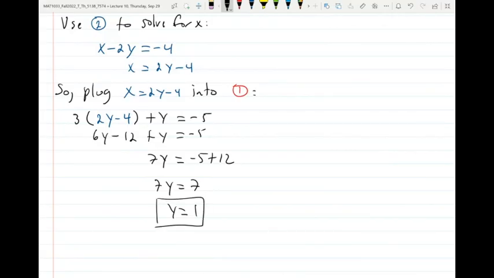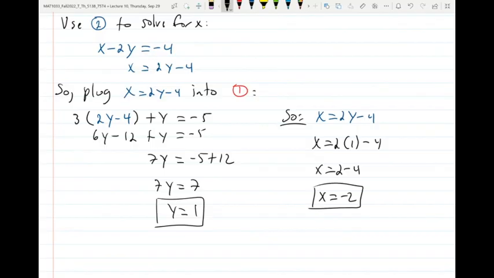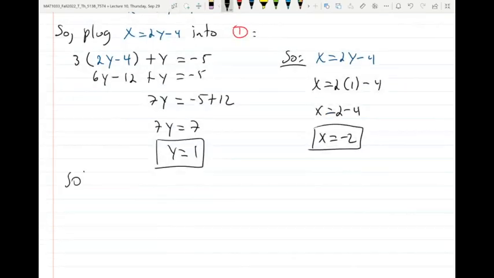Now that we've found y, remember we need to know x. How do we find x? Well, we know that x equals 2y minus 4. Put it here, and it tells you your x. So x equals 2y minus 4, and now we know that y is 1. So that's 2 times 1 minus 4. So x is 2 minus 4, which is -2. And that's our point. The solution is, remember, x comma y, -2 comma 1.